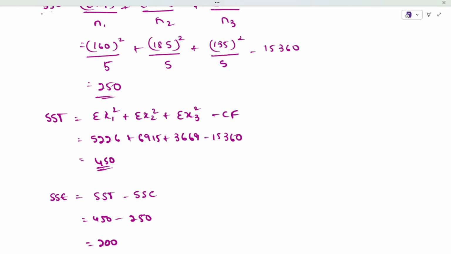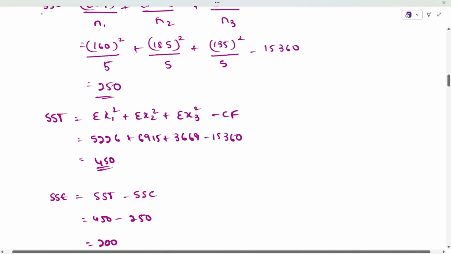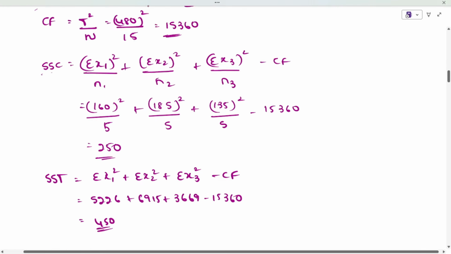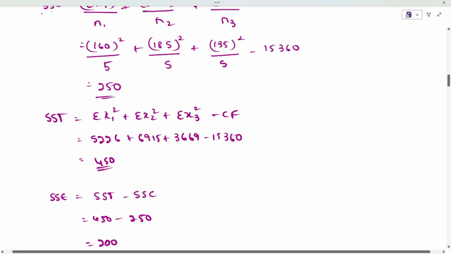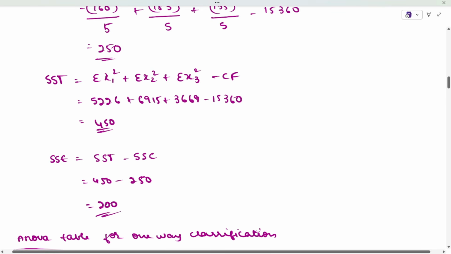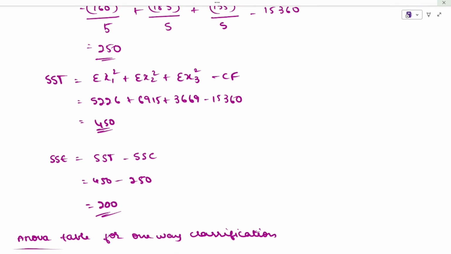If you want to find the total, that is SST, they have given the summation of x1 squared, x2 squared, x3 squared. You write this: for the first value, you have 25 squared, 30 squared, 36 squared, 38 squared, 31 squared. You need to add all of that. Now if you subtract the correction factor, you will get 450. Now, I'll show you one.